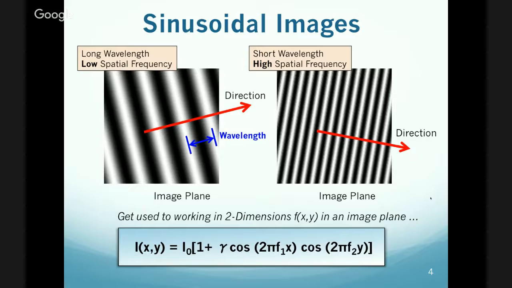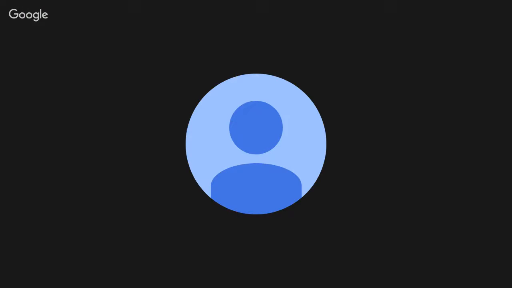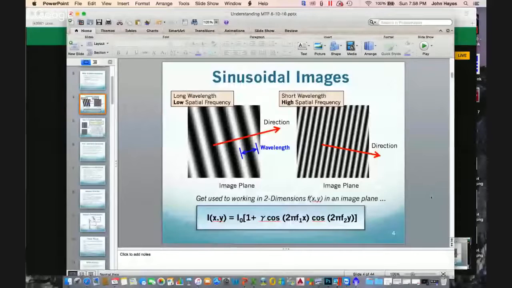Hey, John, I have a quick question. Is there a real-world example where you could look at an image that's been taken and say this area is high spatial frequency and this area is low? Or are you saying that overall, because it makes up the entire system, you couldn't really tell?